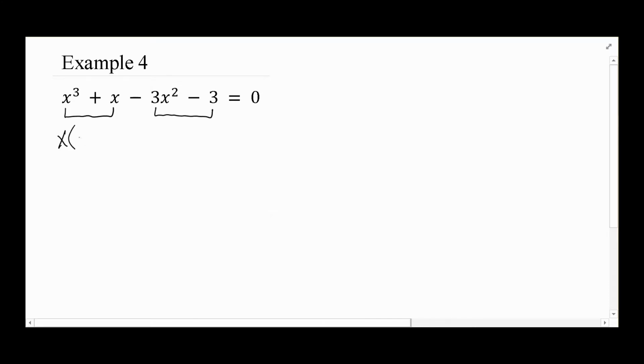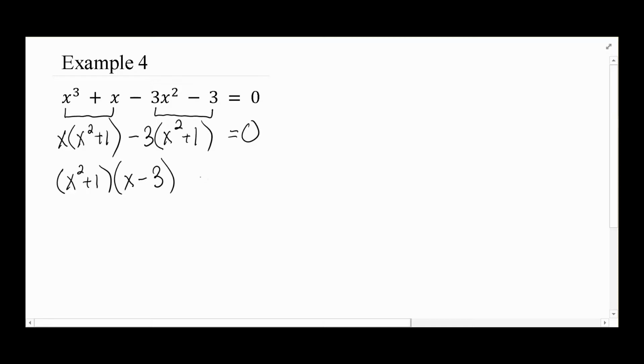We factor a GCF of x out of the first group. We factor a GCF of negative 3 out of the second group. And we notice that we're left with x squared plus 1 from each. So that means I could factor a common factor of x squared plus 1 out. It would leave me an x from the first group. It would leave me a negative 3 from the second group. So now I have parenthesis times parenthesis equals 0, which means either the first parenthesis is 0 or the second parenthesis is 0.